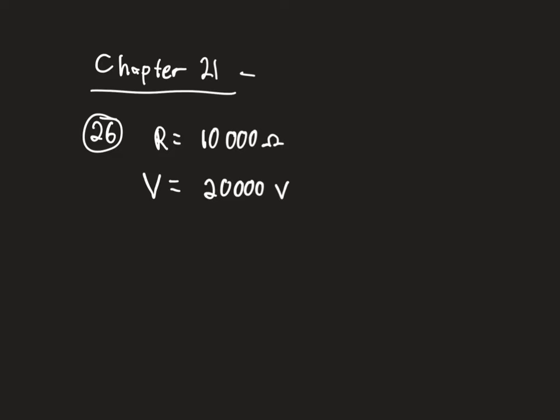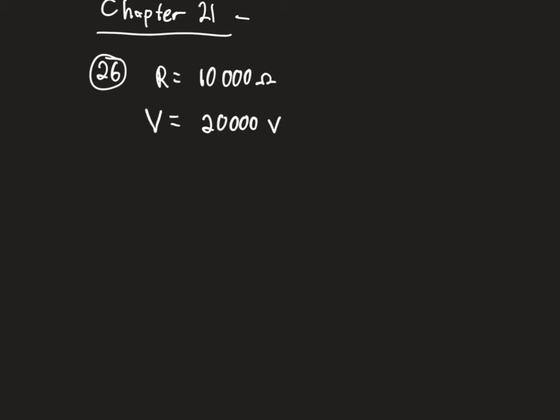Part A, draw a circuit diagram to represent the situation. Okay, so I have a resistor and I have a battery. So if I draw a circuit diagram, here's a battery. There's a resistor. There's my circuit diagram.